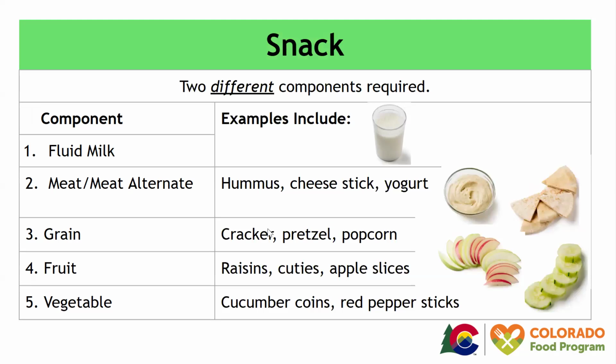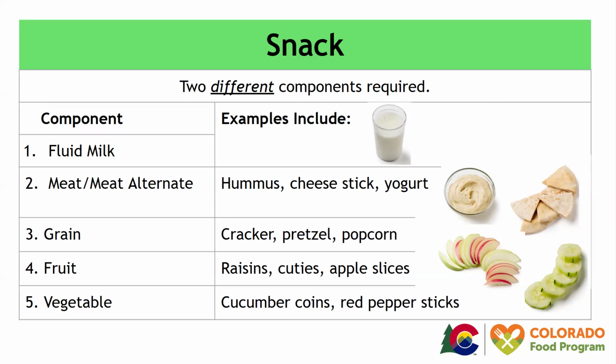And then for snack, 2 components are required to be served, but you can choose any 2 of the components as long as they're different. So you can mix and match these. And this is usually the meal that we see the most creativity. So you must choose 2 of the 5. So either fluid milk, meat alternate, grain, fruit, or vegetable.